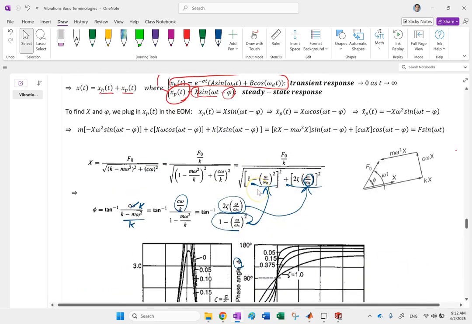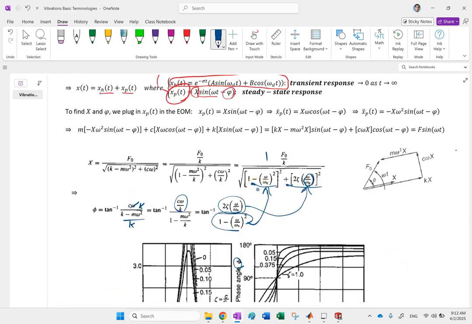Because they wanted to just plot 1 over this, so they multiply both sides by k over F naught so that this guy becomes a 1. Okay, so they want to plot this function 1 over that, not F naught over k.